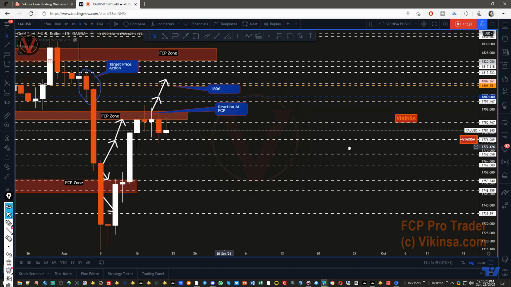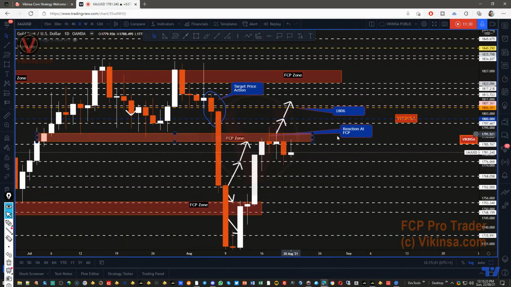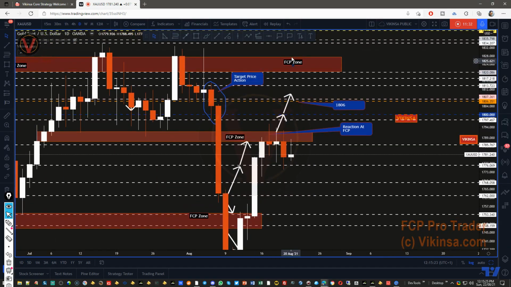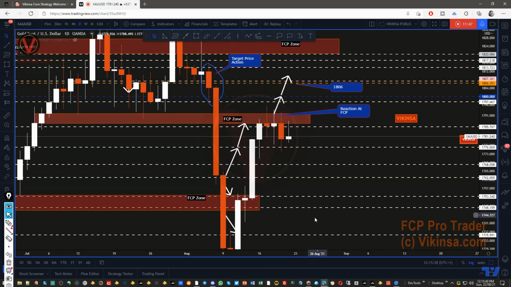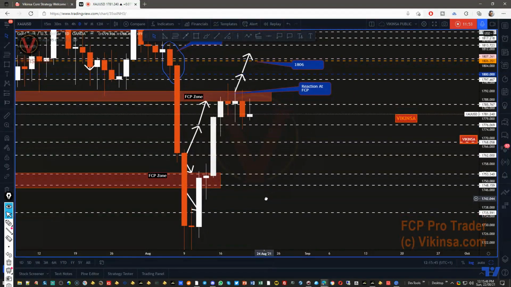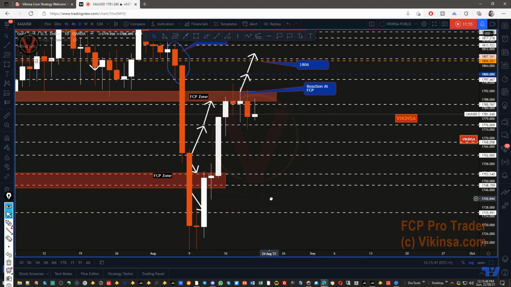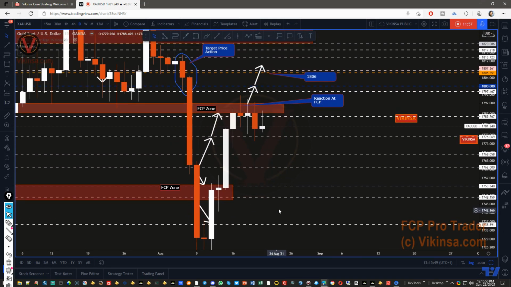Gold can be bullish, but it will have a hard time going up there. So unless we see a good confirmation above this FCP zone, I personally will not be looking for a bullish scenario or long position in this market. These levels are still valid. So if gold starts to go down, then you can treat these levels as your potential profit targets, or you can also call them support levels. So this is my analysis on gold.